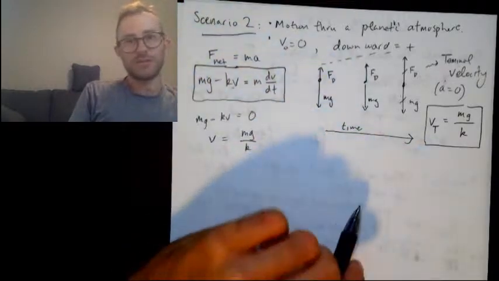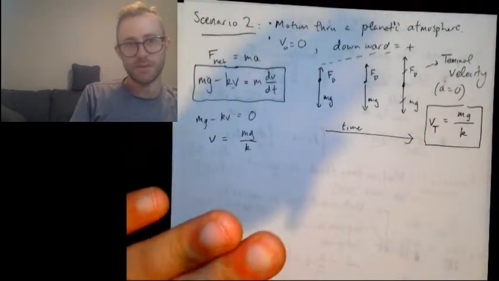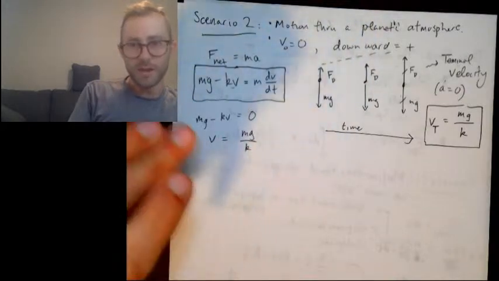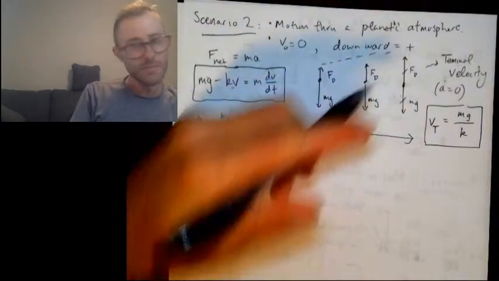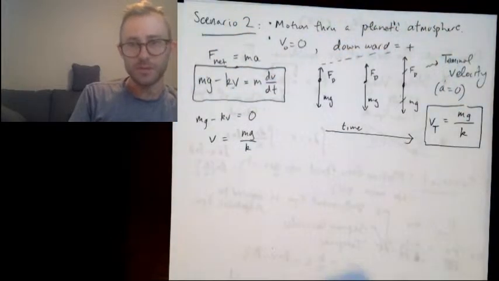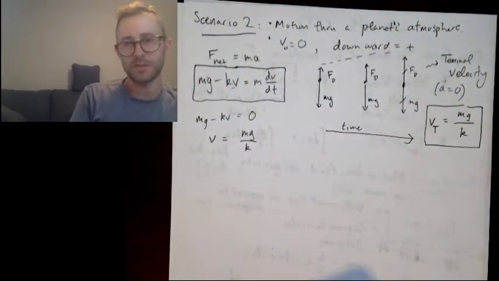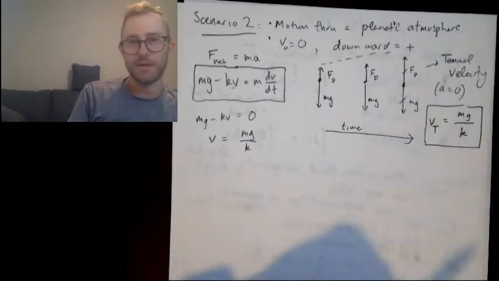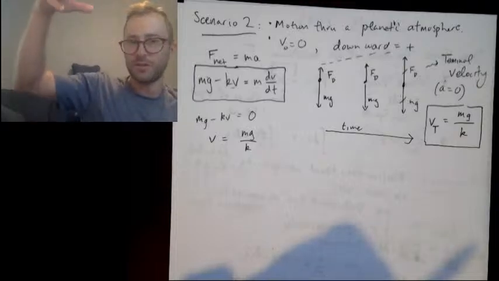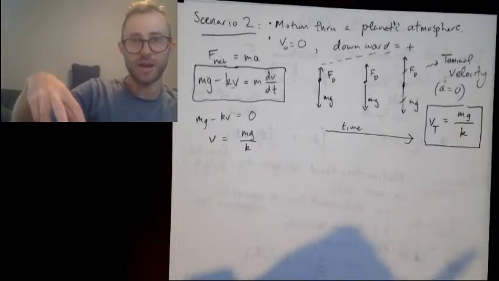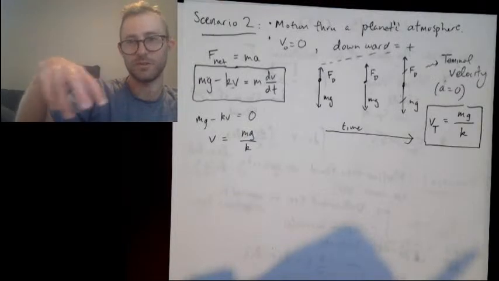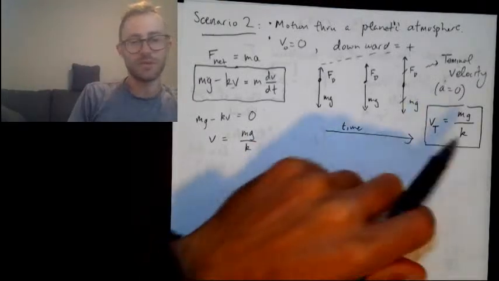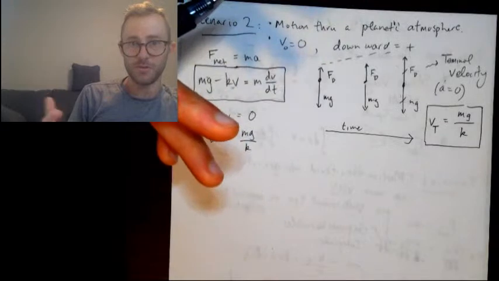This equation makes perfect sense, okay? What if the mass of the object is bigger? The more mass the object has, the more inertia it has, and the more difficult it is going to be for drag force to stop the fall or slow the object down. So the bigger the mass is, the higher the terminal velocity.